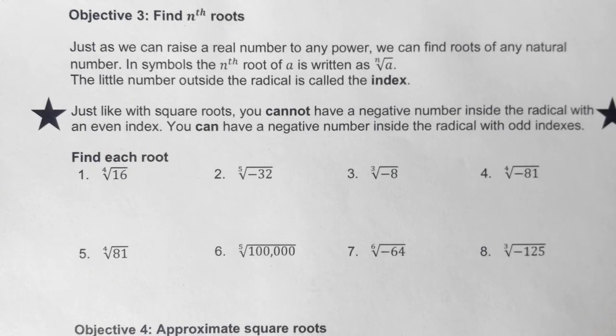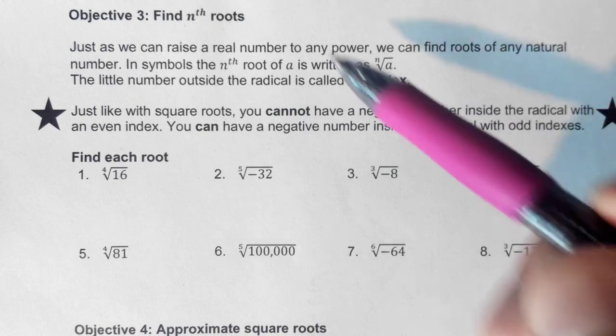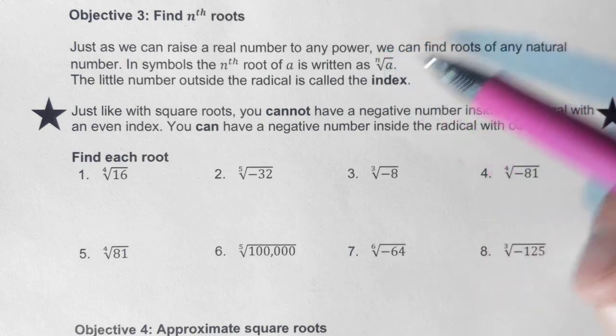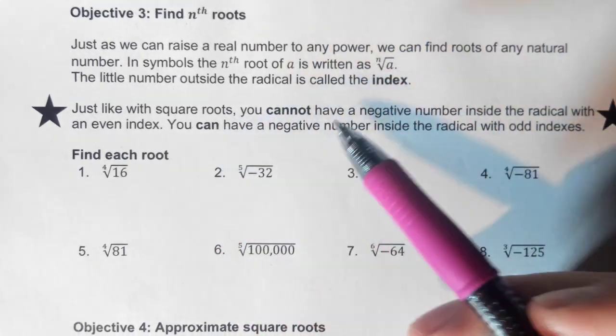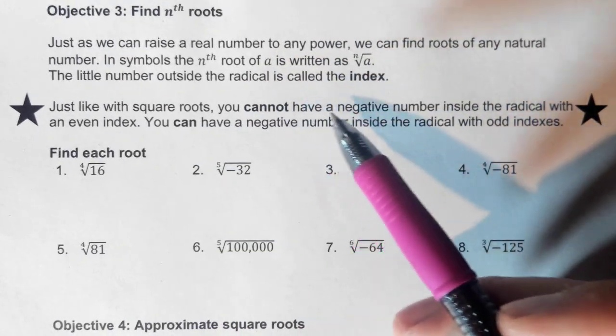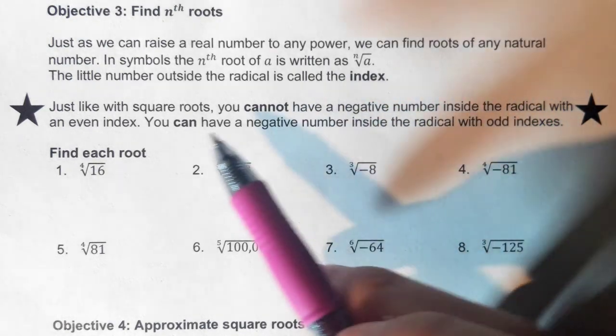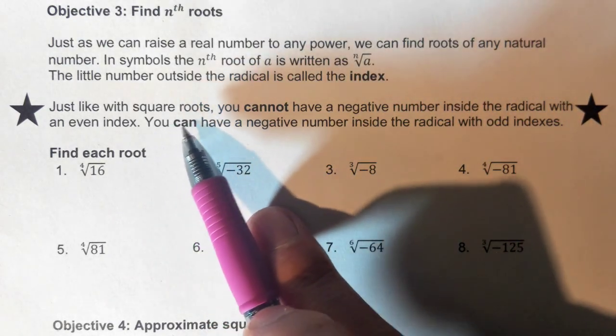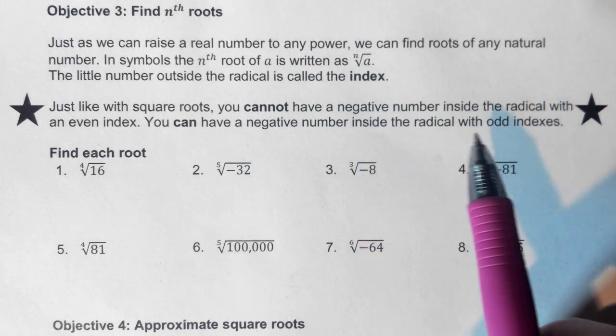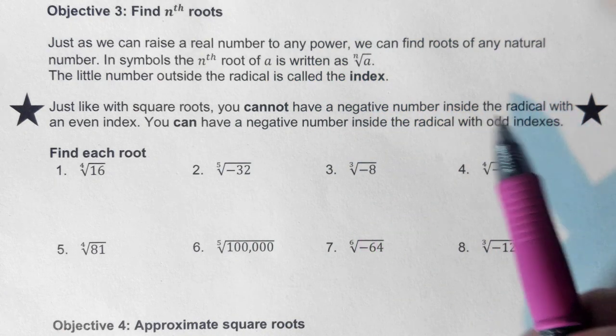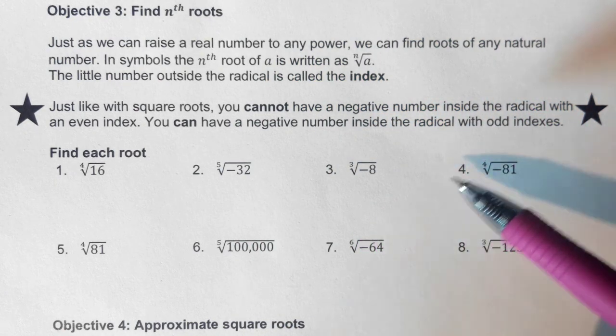All right, we're going to bump it up. We're going to have more roots. Okay, so we can have any index that we want. Just like with square roots, I already said this on the front, you cannot have a negative number inside the radical with an even index. You can have a negative number inside of the radical with odd indices. I put big stars on there, so pay attention to that.